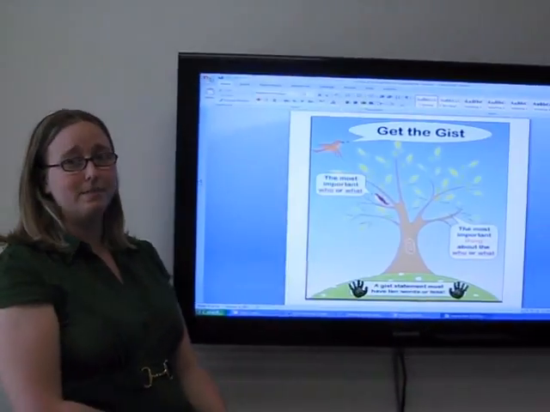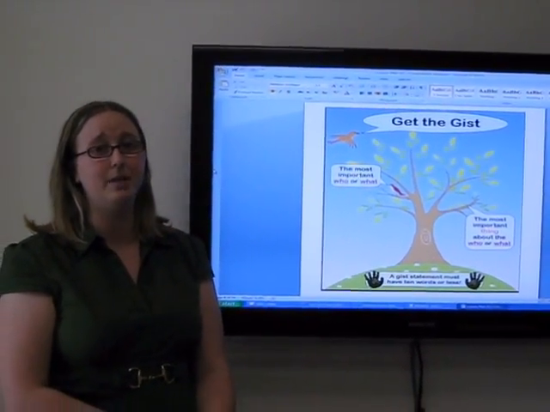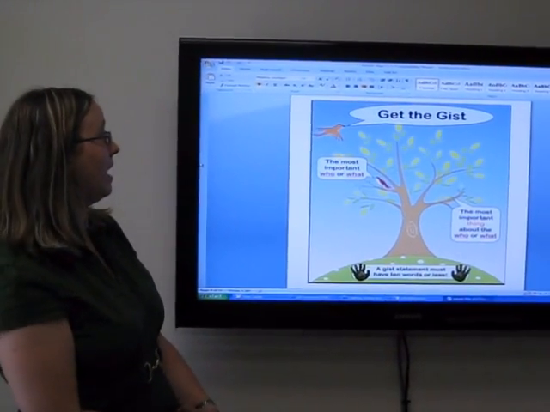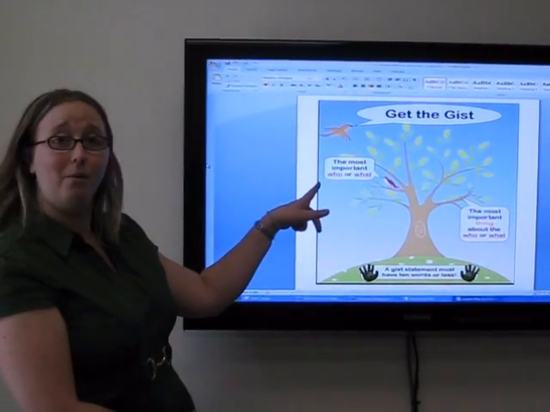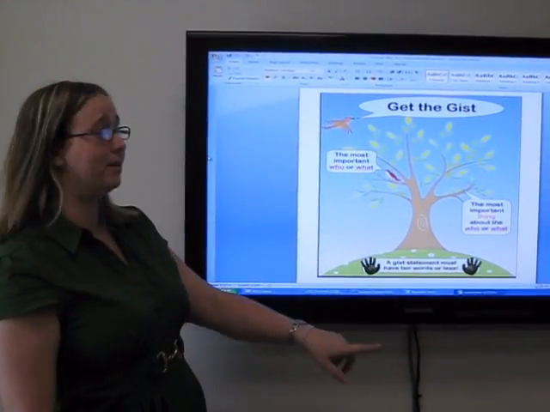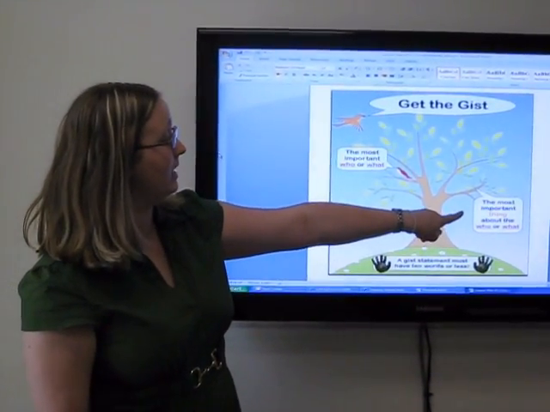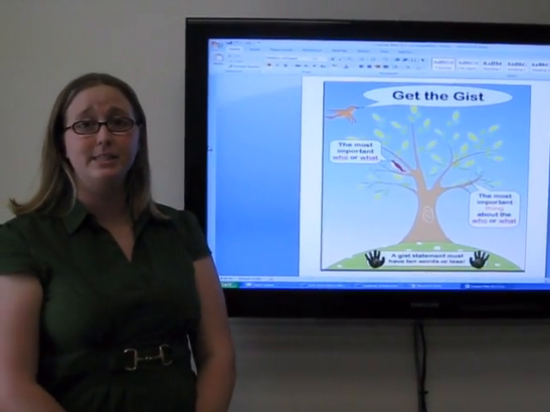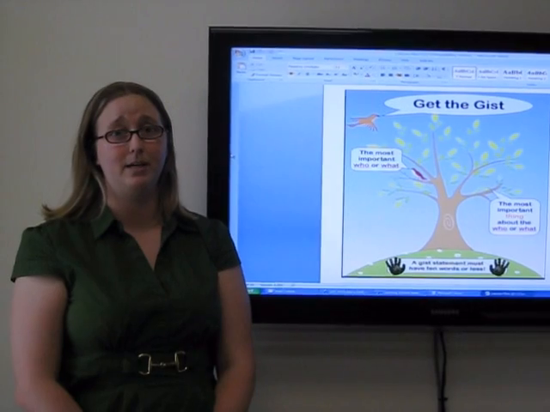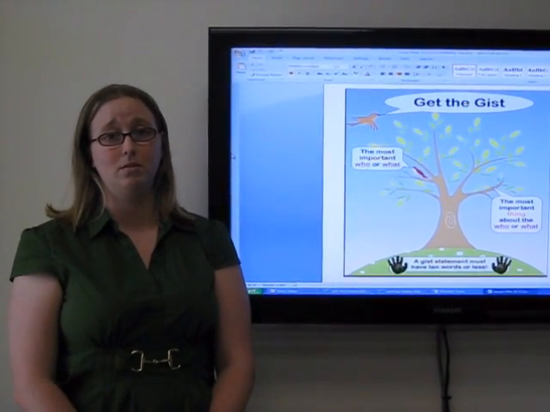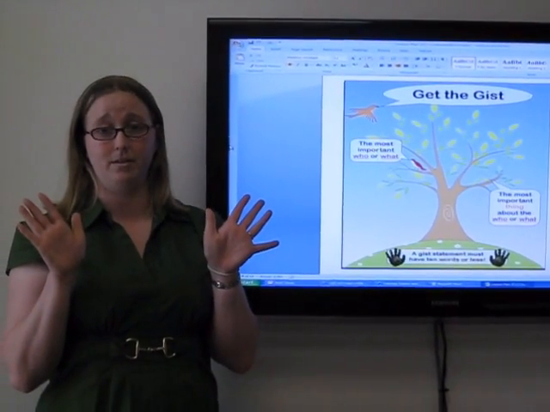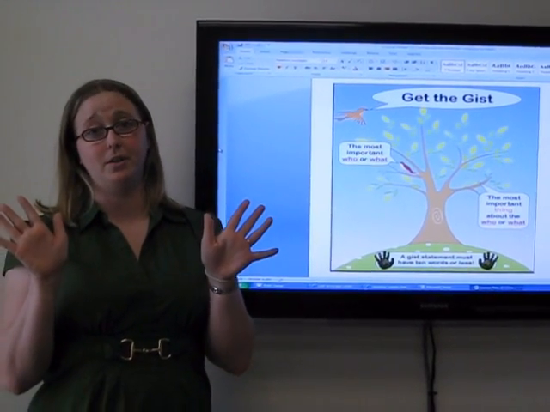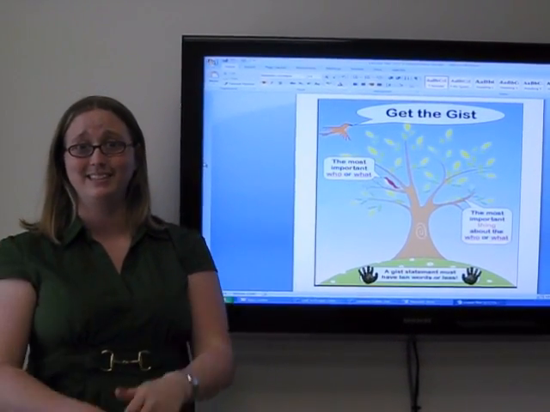Whenever we get the gist, we have to make something called a gist statement. In order for us to make a gist statement, we have to consider two very important things. We have to figure out the most important who or what in a paragraph, and then we also have to find the most important thing about the who or what in a paragraph. And when we make a gist statement, we want it to be as short as possible. So the rule is that you can only have as many words as you have fingers. So you have 10 fingers, so there can only be 10 words in a gist statement.